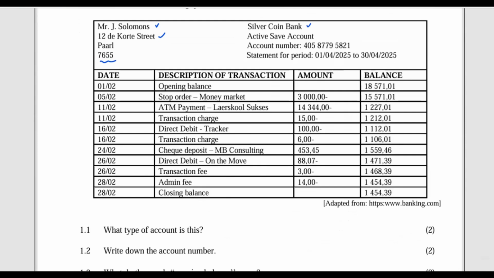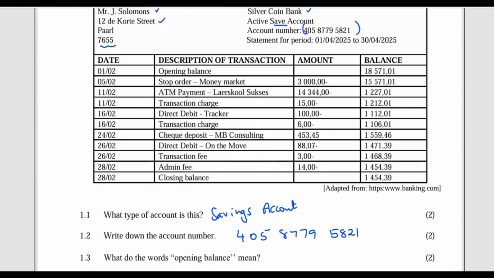1.1, what type of account is this? The fact that this is an active save account simply means that this is a savings account. Then write down the account number. The account number is just right there. It's going to be 405-8779-5821.